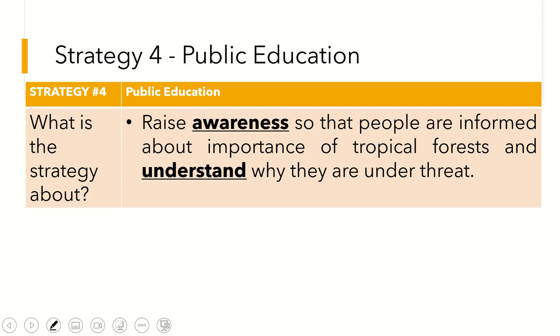Rehabilitation of deforested areas. The second strategy that we are required to know is public education. So what is public education? Public education is basically informing or educating the public, right, about why it is important to maintain your tropical forests, understand that your tropical forests are under threat and what they can do to save them. So to raise awareness and to educate the general public about the importance of sustainability of your tropical forests.